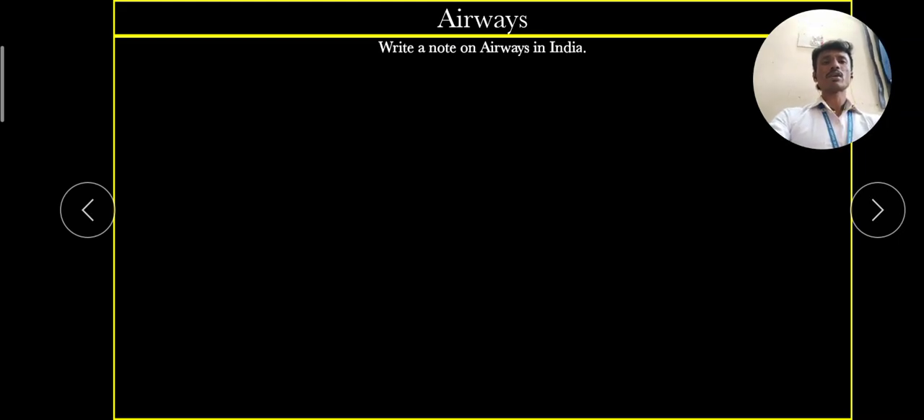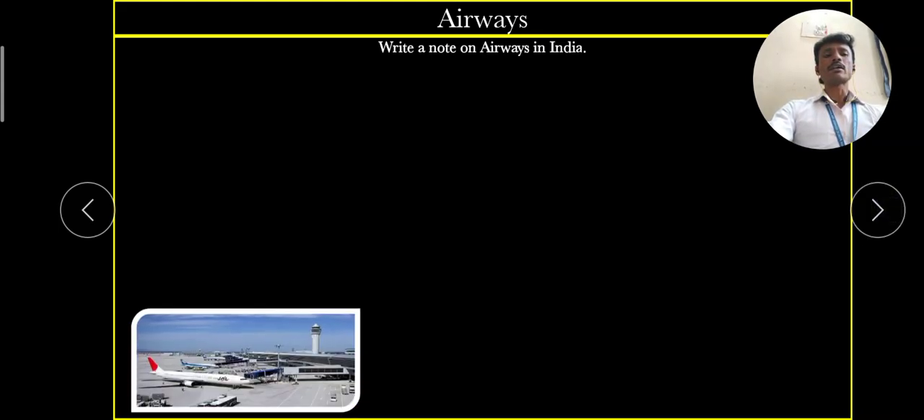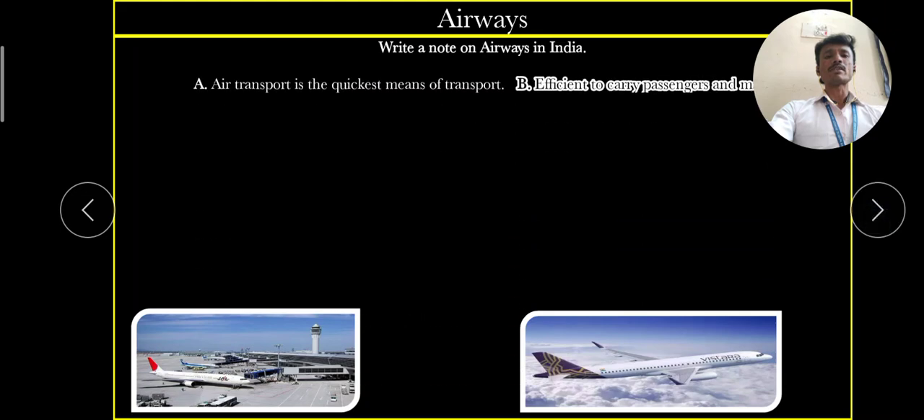After that, waterways, we can learn about the airways. Based on the airways, there is a question: write a note on airways in India. Look at the pictures of airways.